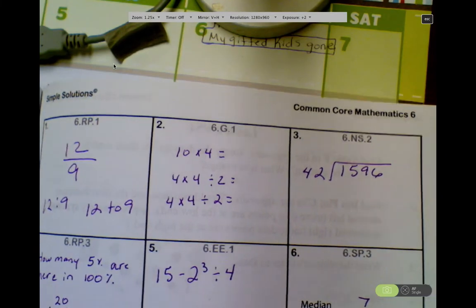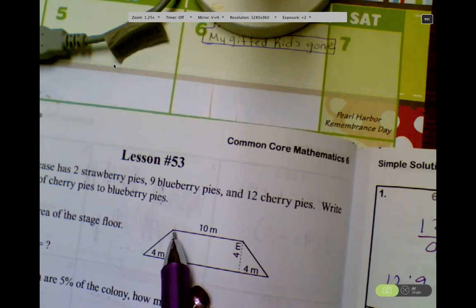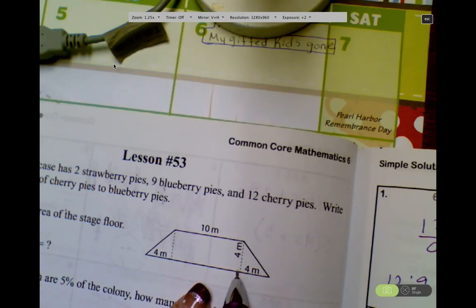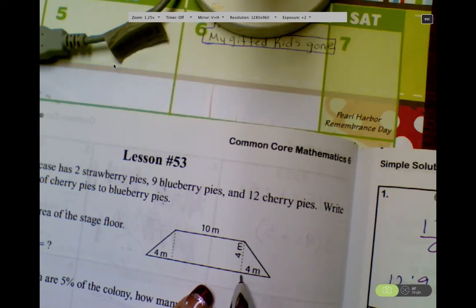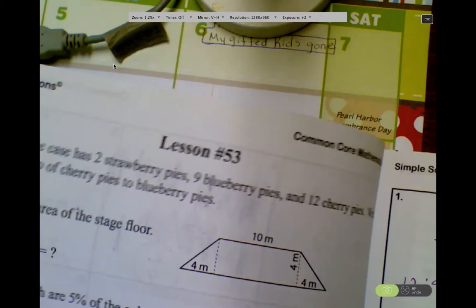If you are finding the area, let's look at this. What we want to do is multiply 10 times 4 because that would be the area of the rectangle. And then to find the area of the triangle, it's 4 times 4 divided by 2. But I have 2 of them. So let's look at what we can do.